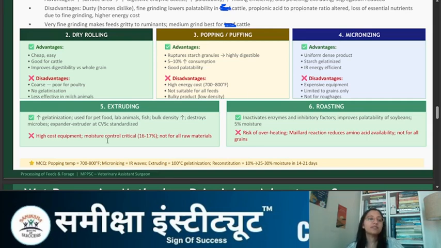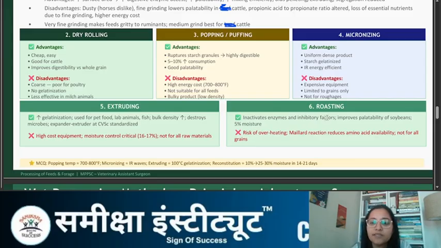Then the extruding process. Again there is increased gelatinization, and it can be used for pet food, lab animals, etc. Bulk density is increased, and it also destroys the microbes. But the issue is the high cost of equipment, and moisture control becomes critical. 16 to 17% moisture should be present. It is critical, and it is not for all kinds of material.